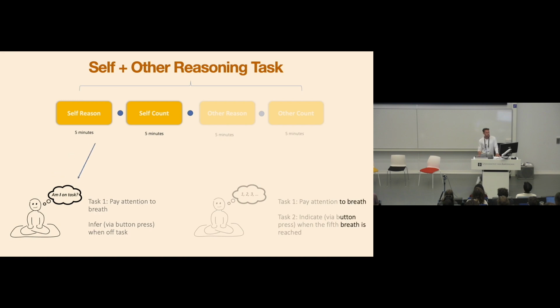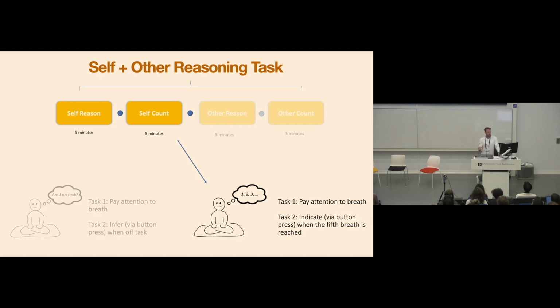and then resumed focused attention on the breath. The self-count condition was a control, so we again asked participants to pay attention to their breath, but this time to count each breath and indicate each time this count reached 5. And once they did reach 5, they would restart their count back at 0. We designed this condition to match the number of button presses in the self-reason condition and instantiate a task that required the same interoceptive attention to a physiological stimulus, but without that second-order reasoning about the signal.